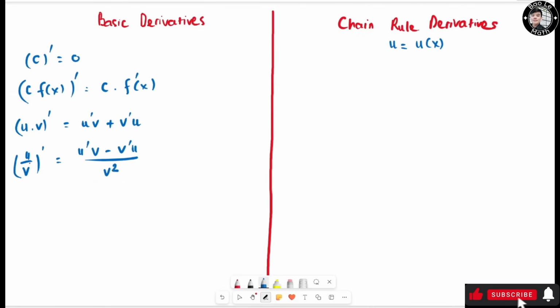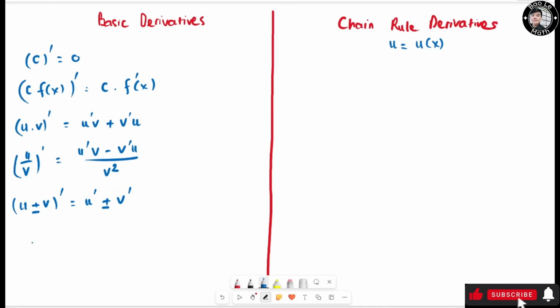Alright. Now we have the sum and difference rule. (u plus v)' is going to be u' plus v', right? If you have subtraction, then this one should be subtraction, right?